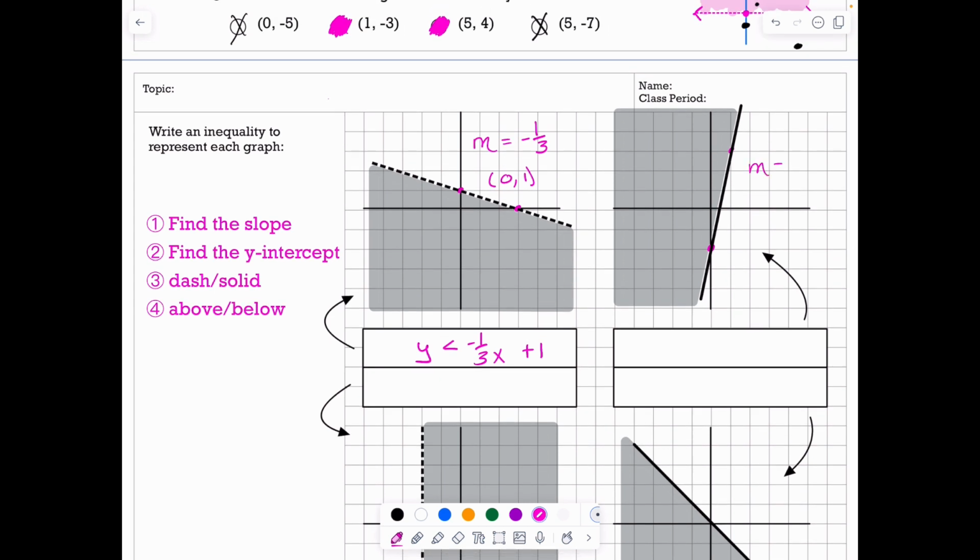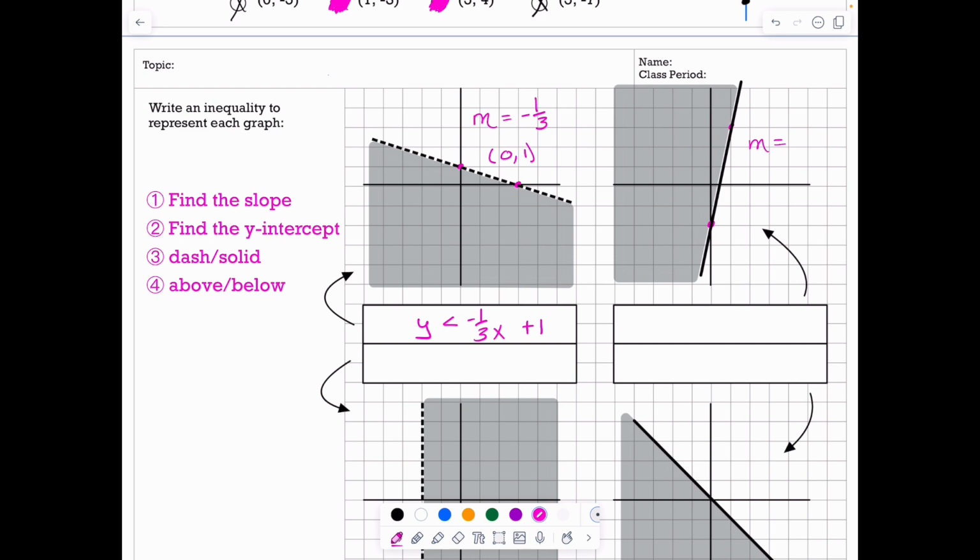Okay, next one. Determine the slope. Rise over run. I'm traveling 1, 2, 3, 4, 5 up. My rise is 5. My run is 1. So my slope is just plain old 5. My y-intercept occurs at 0, -2. What kind of inequality do I have? My boundary line is solid, and I am above the line. So that's my inequality. Y is equal to the slope, and then the y-intercept.